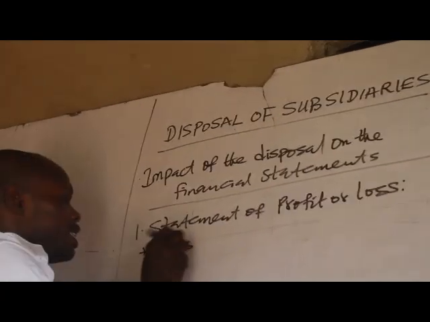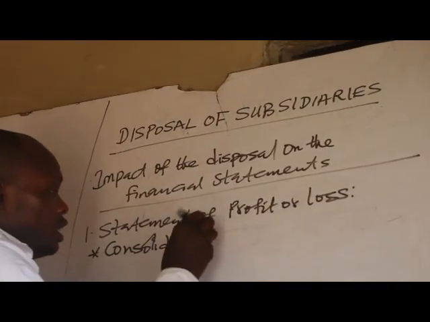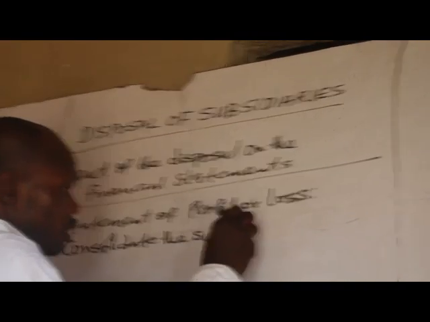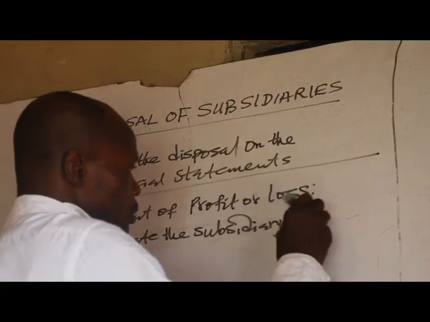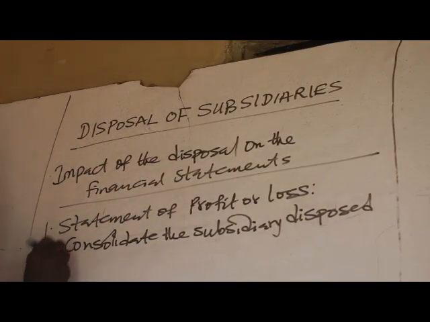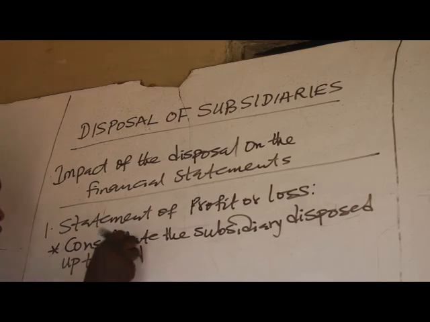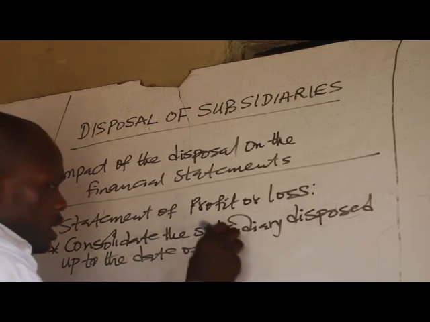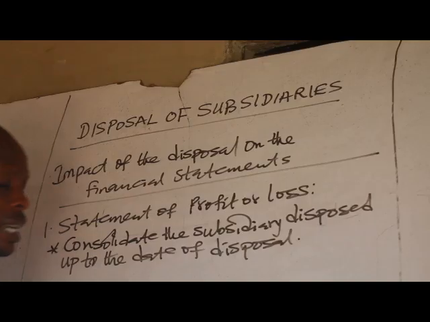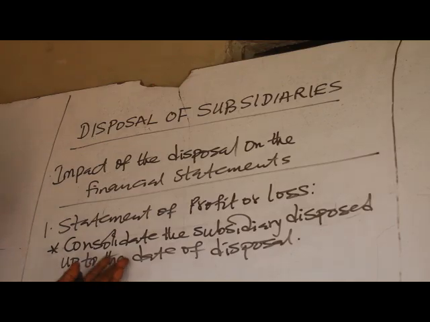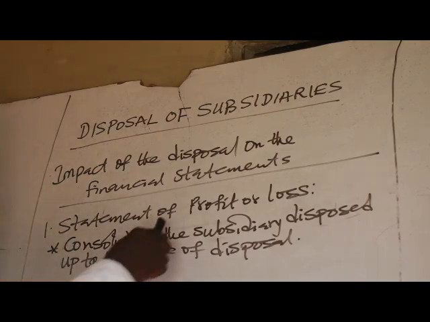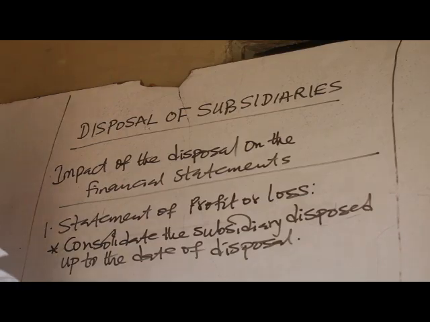1. Consolidate the subsidiary disposed up to the date of disposal. That is the revenue, the expenses of the subsidiary, the tax and others. You are going to consider them up to the date of disposal. So meaning that you are going to apply time apportionment to the items in the statement of profit or loss.